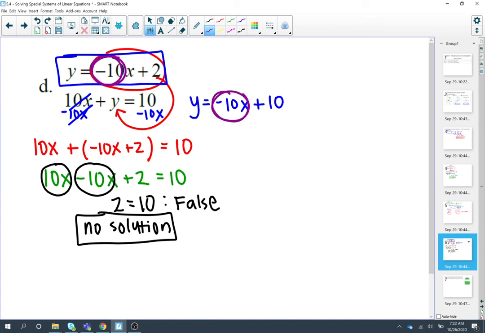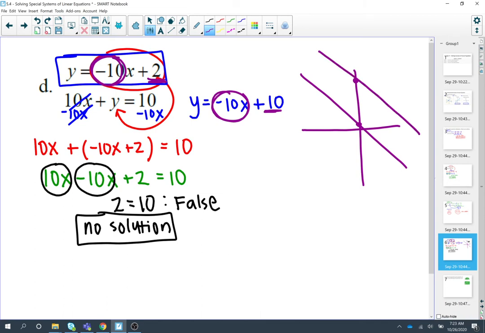Which means on the graph, if I were to graph them, a slope of negative 10 maybe looks something like this. But this one has a y-intercept of 2, so maybe like right there. And this one has a y-intercept of 10, so maybe like right there. But they both have the same slope. So if they have the same slope, they're going to be parallel, but they have different y-intercepts. So graphically, no solution because they're parallel and they're never going to hit each other.